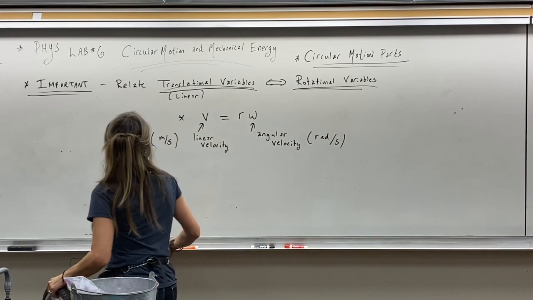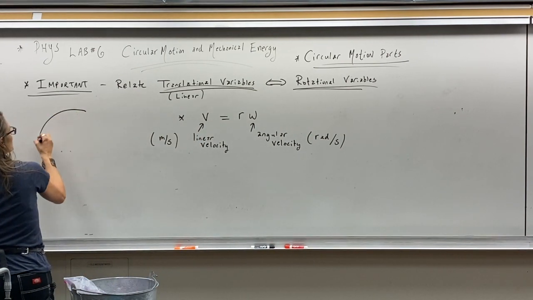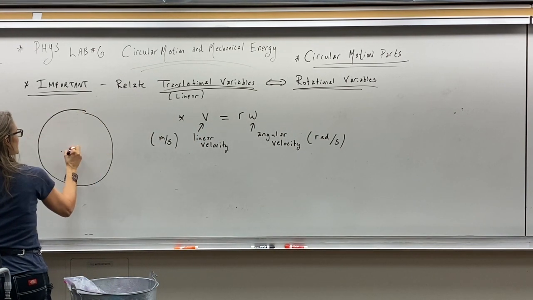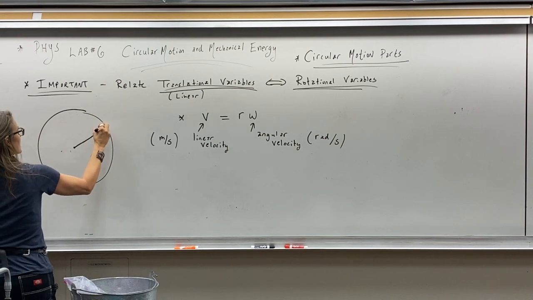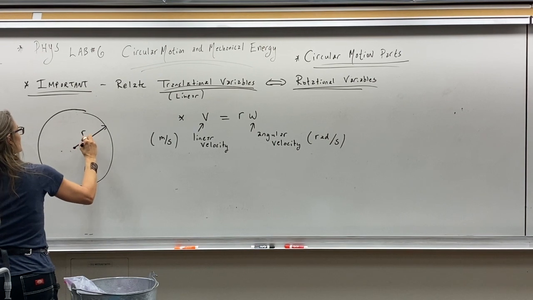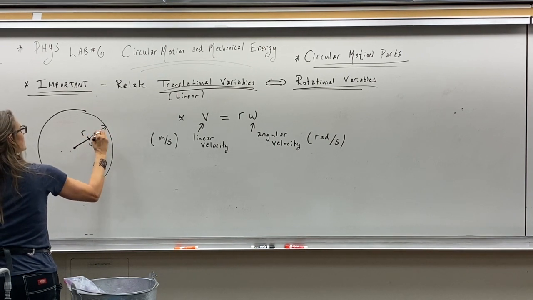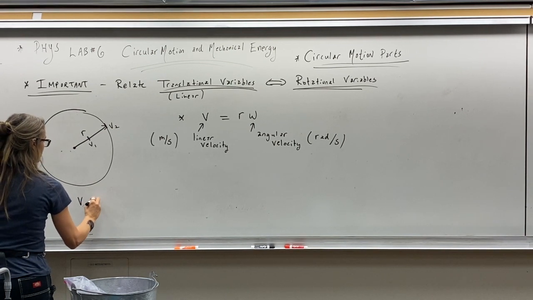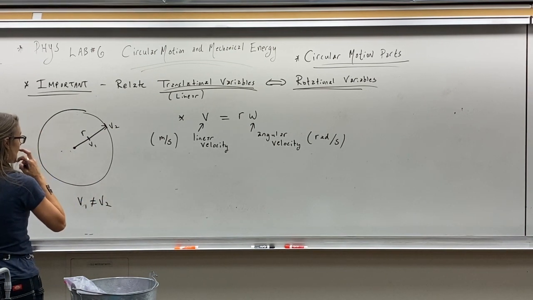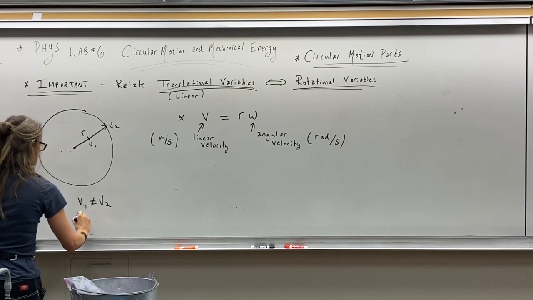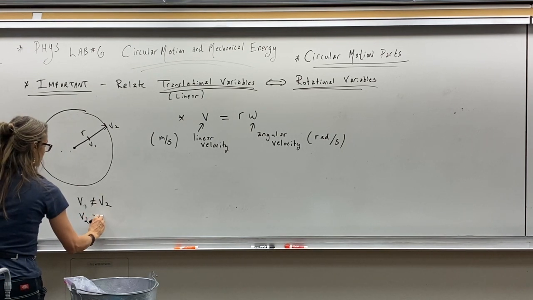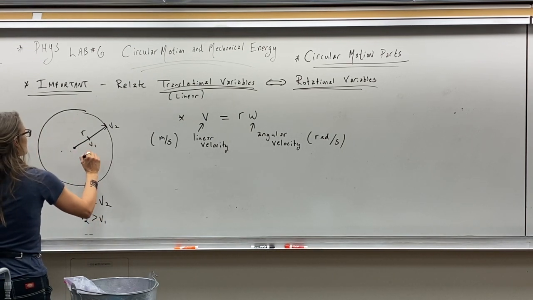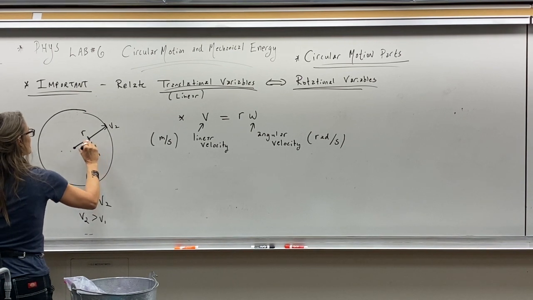Okay, so if we look at a wheel, or any problem in general, all the problems that we're going to do in this lab, here's your radius value. Your velocity here, V1 will not equal what V2 is. Okay. What's going to happen is V2 will be greater than V1. Now, what about omega? Omega 1 at this point.